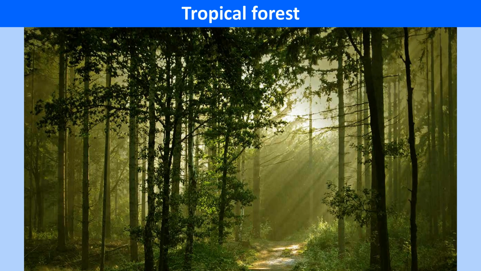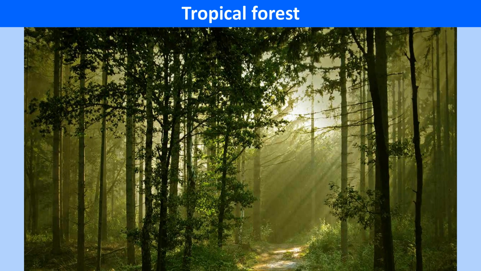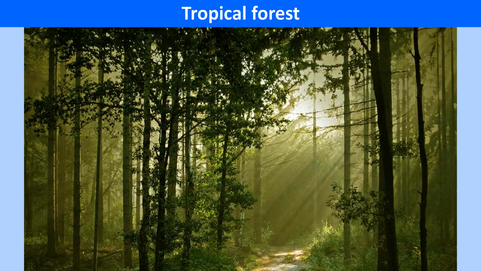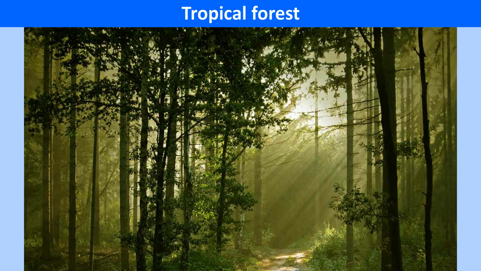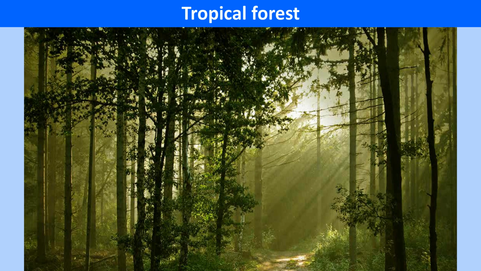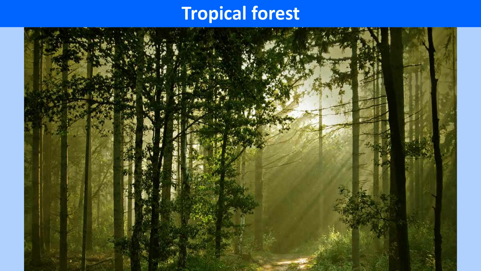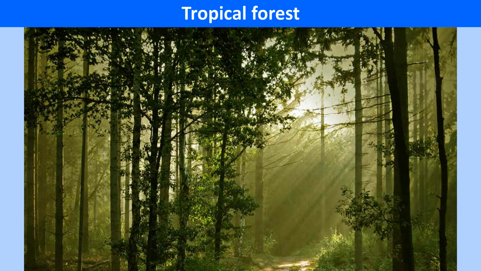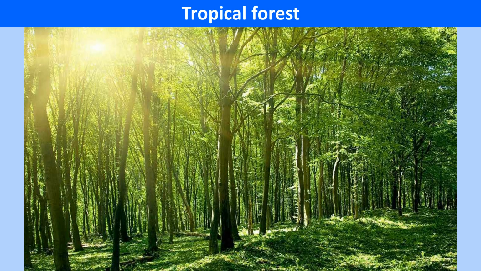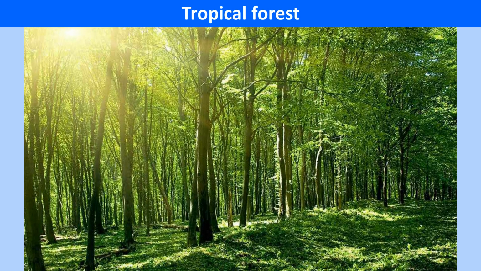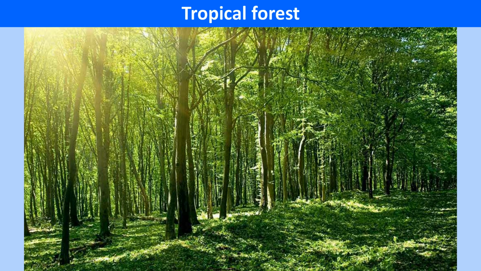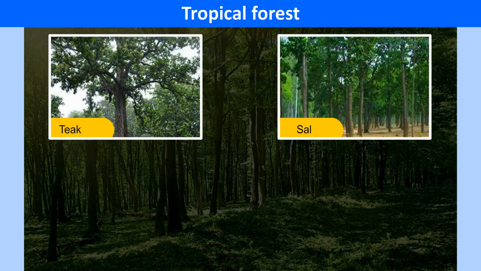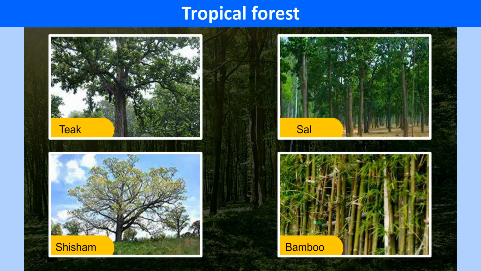The tropical deciduous forests are found in areas with lesser rainfall and a hot climate. These forests are commonly called monsoon forests. These are open forests and the trees are not very tall. As sunlight reaches the lower layers, there is a good growth of shrubs and bushes. Teak, sal, shisham and bamboo are the commonly found trees in tropical deciduous forests.